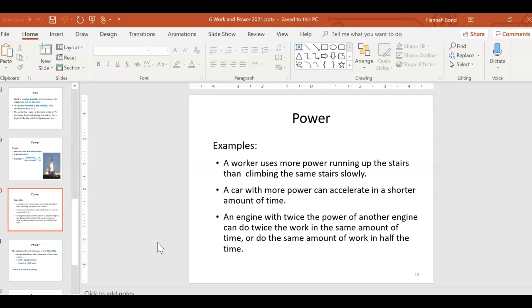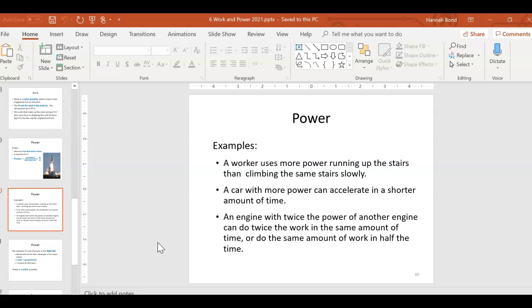So a couple of examples. If you walk up a set of stairs, you have done work that equals the change in your gravitational potential energy. If you were to run up that same flight of stairs, you do the same amount of work, but you do it in less time. So it takes more power to run up the stairs than it does to walk up the stairs. You're accomplishing the same amount of work, but when you do it in less time, you're doing it with more power.